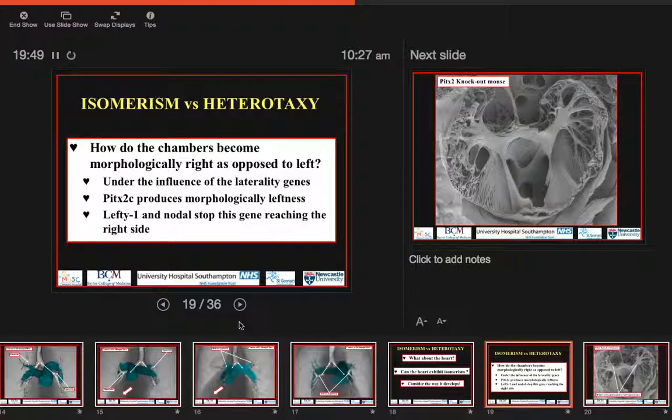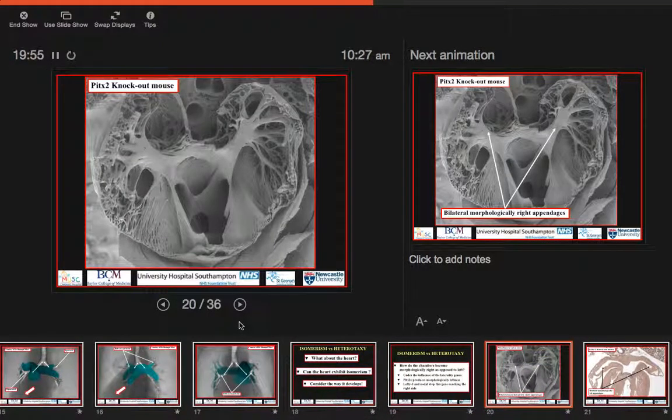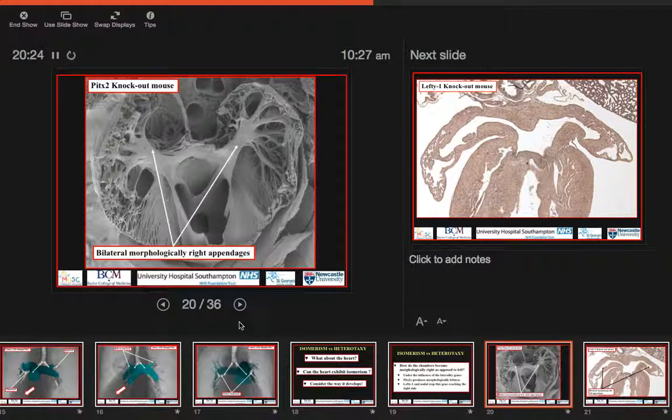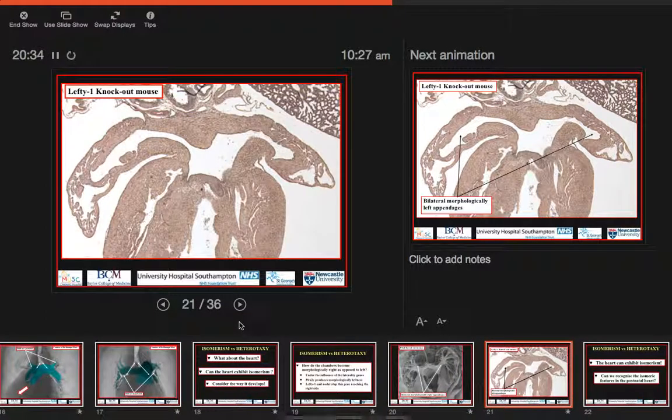And the molecular biologists, the developmental biologists, now can do the most amazing things. So they can knock out these individual genes. And that is what you see with the scanning electron micrograph when you look at the undersurface of the atrial component of the heart from a mouse in which we have knocked out PITX2. And I hope you will agree that what you see to your left hand is the mirror image of what you see to your right hand. Yes? All happy with that? What I am showing you there is bilateral morphologically right appendages. The mouse has isomerism of the morphologically right appendages.